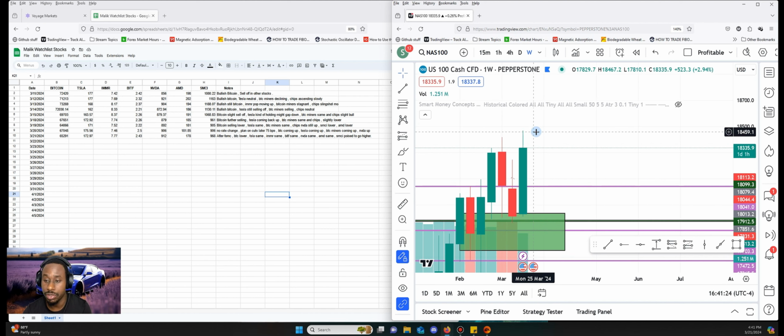Hopefully 18,500. That would be a sweet close. That would be a nice sweet close, bringing back that bullishness into the market. But that's what I have to say about tomorrow.